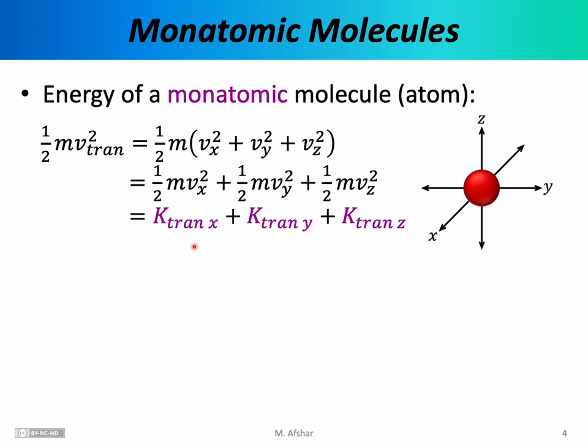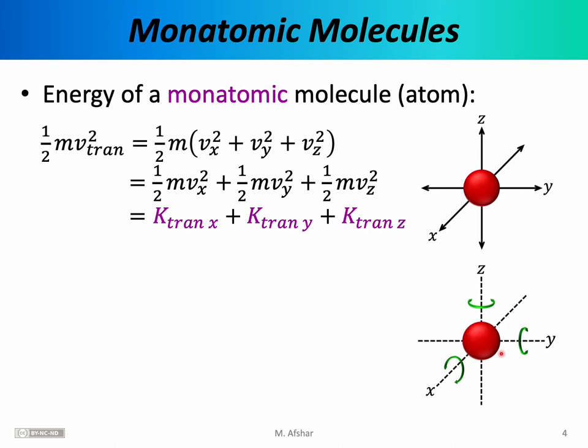We refer to each one of these components as a degree of freedom. So we would say that so far this monatomic molecule has three ways it could store energy, and therefore it has 3 degrees of freedom. Now, in principle, this molecule could do other things as well.